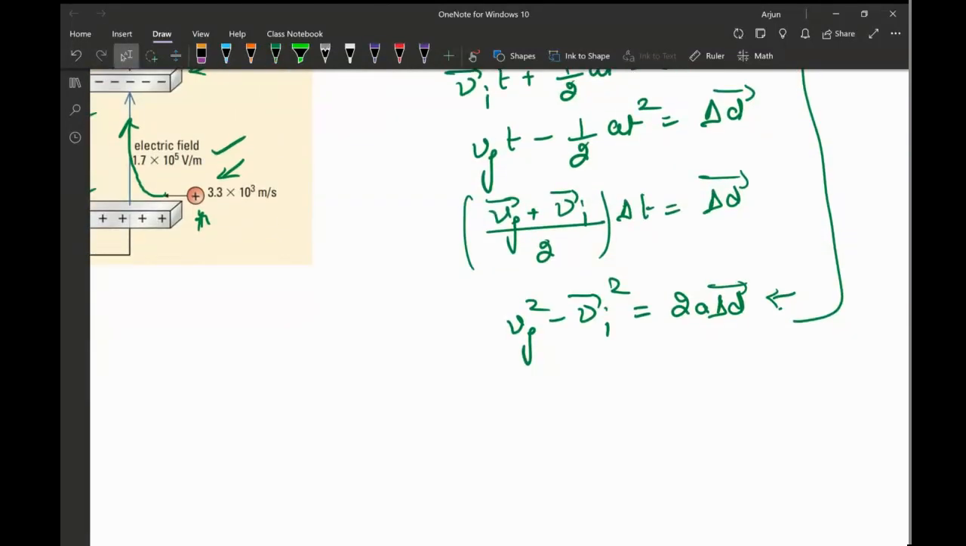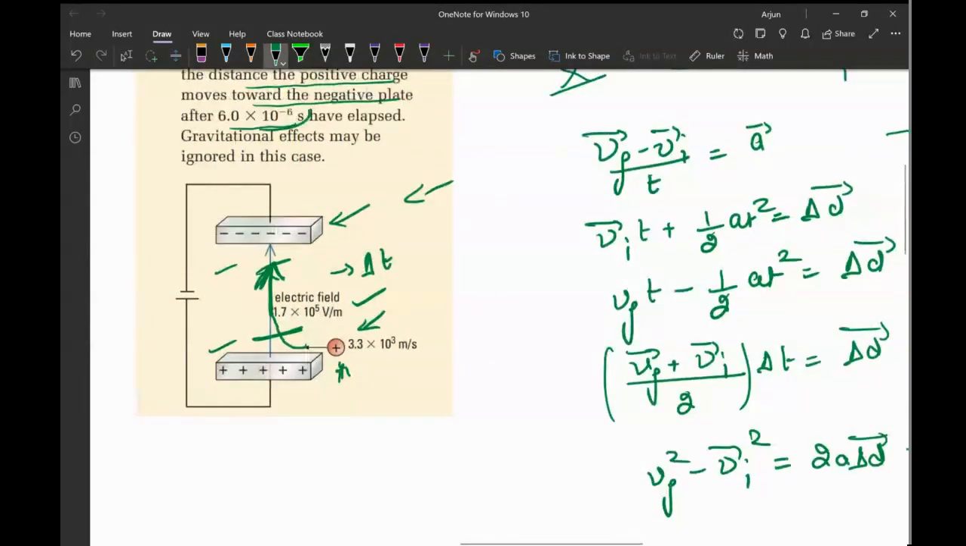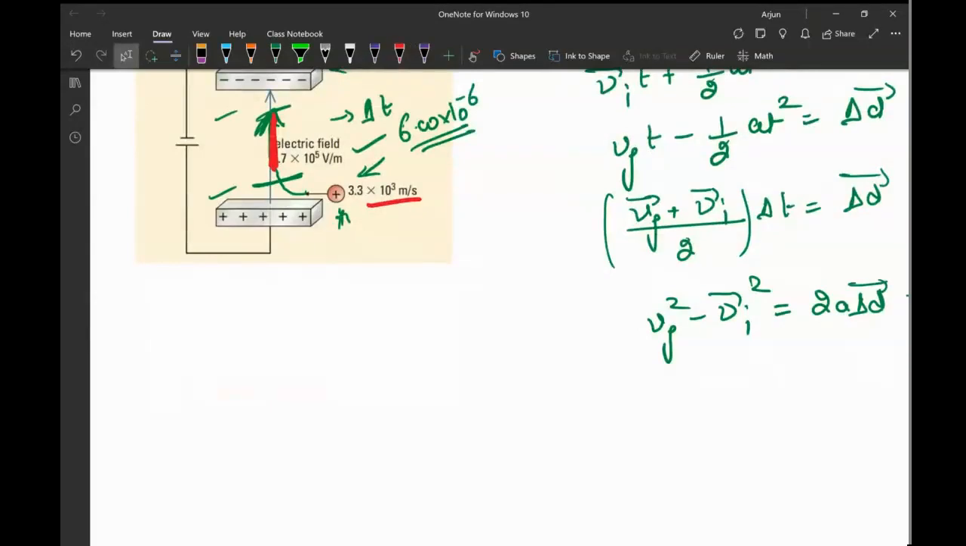Now in this question, I am asked to find out the displacement in the vertical direction in a given amount of time. The time is given to me: 6.0 times 10 raised to the power negative 6 seconds. In this amount of time, how much vertical displacement has the object, or this charge, traveled? So time is given to me, 6.00 times 10 raised to the power negative 6. I've been asked to find the displacement delta d, which we don't know.